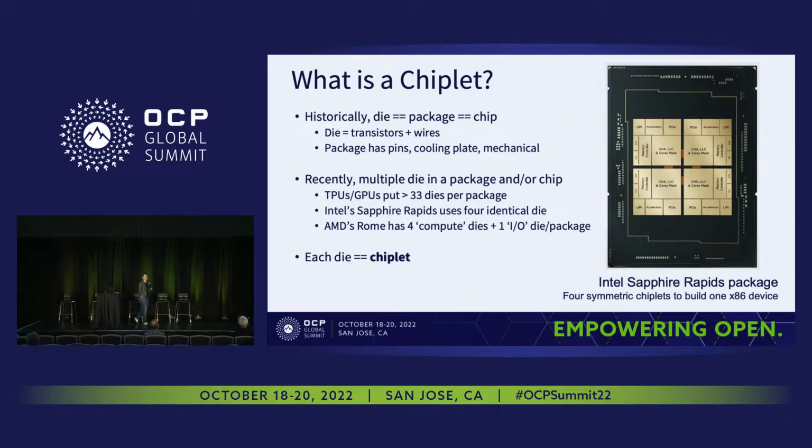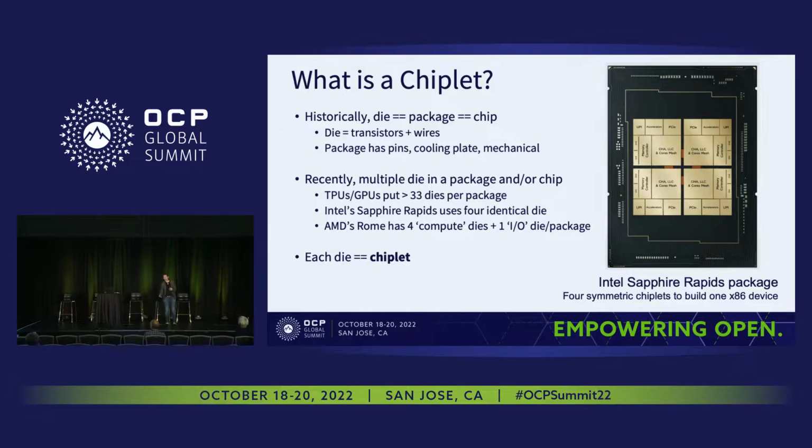I'm just going to start off with some of the basics, right? So historically, we've had a die as a package as a chip. A die has transistors and wires, and a package has your pins, your cooling plate, your mechanical. But recently we have a lot of multiple dies in a package, where we look at TPUs, GPUs. TPUs are close to my heart at Google, with more than 30 dies per package.